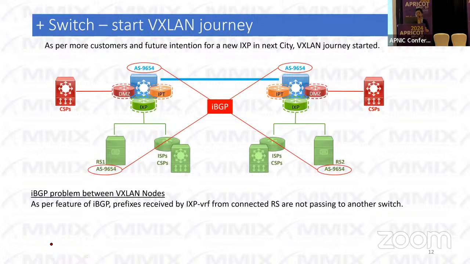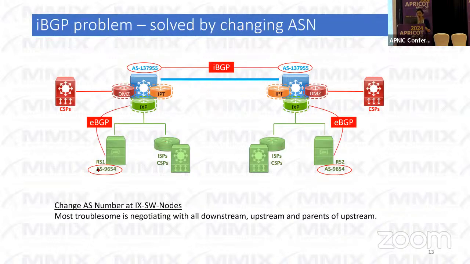So I tried to find a way to solve this kind of problem. Finally, I decided to change to eBGP between the route server and our core infrastructure. If not, it's very difficult to fix this kind of problem. So we decided to change like that. We use another AS number, 137955, for the VXLAN network, for the core network. At the same time, we keep the existing AS number 9654 for the route servers.